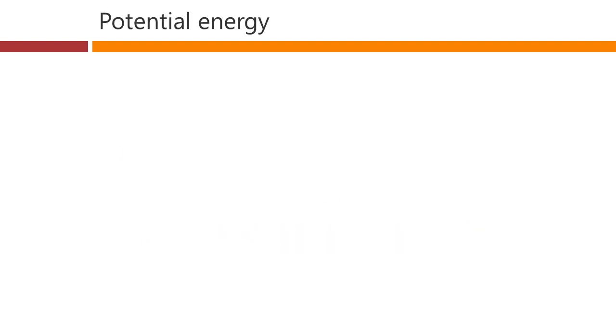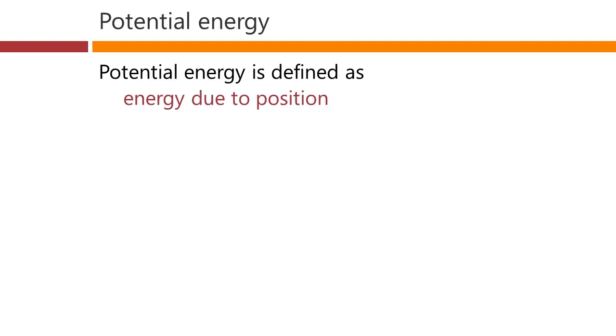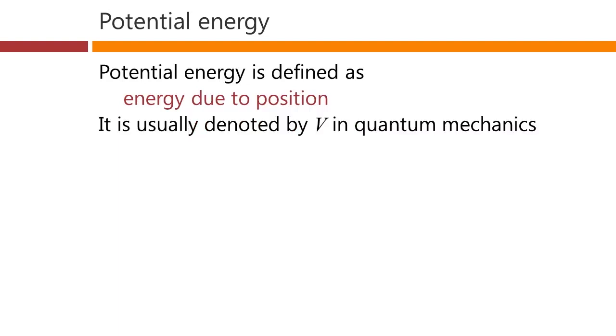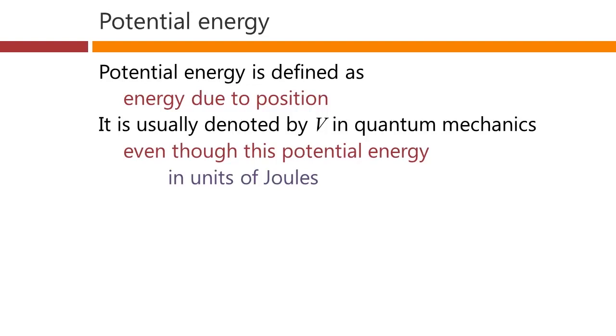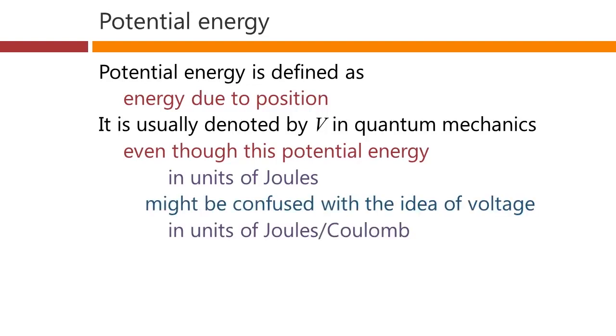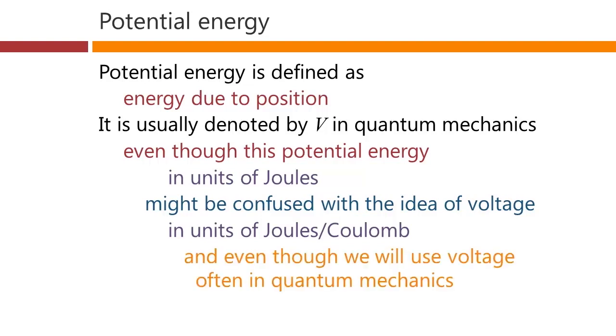Now, potential energy is defined as energy due to position, as opposed to the kinetic energy, which was energy due to motion. And in quantum mechanics, we usually denote it by the letter capital V, even though this potential energy, which is in units of joules, joules being the unit of energy, might be confused with the idea of a voltage in units of joules per coulomb, because V is very often used as the letter to represent voltage. But here, in quantum mechanics, V is just going to be potential energy usually. But we will often use the idea of voltage in quantum mechanics, so we just need to remember not to be confused by this.